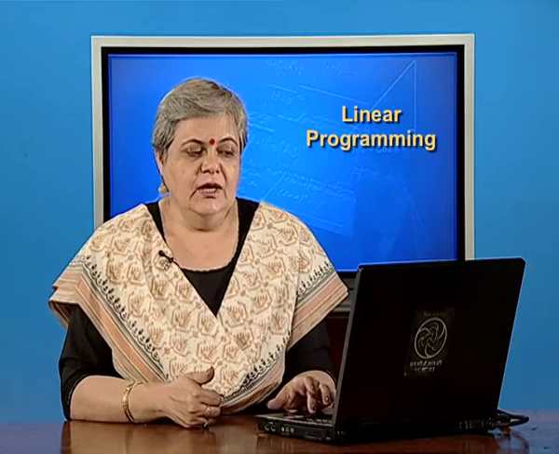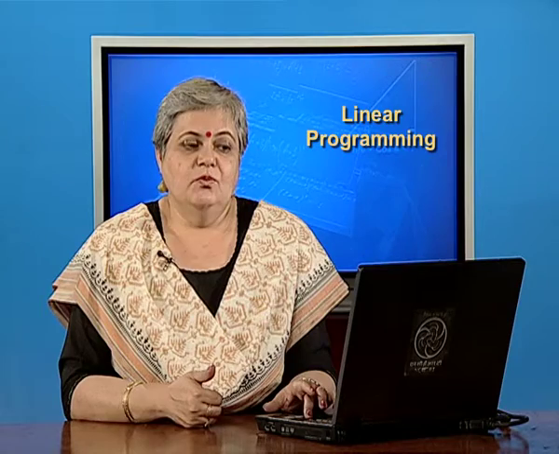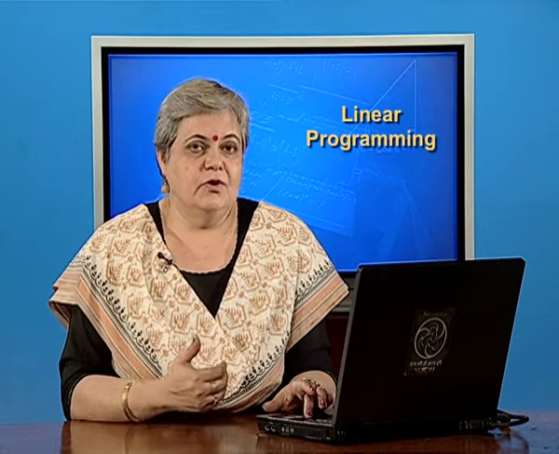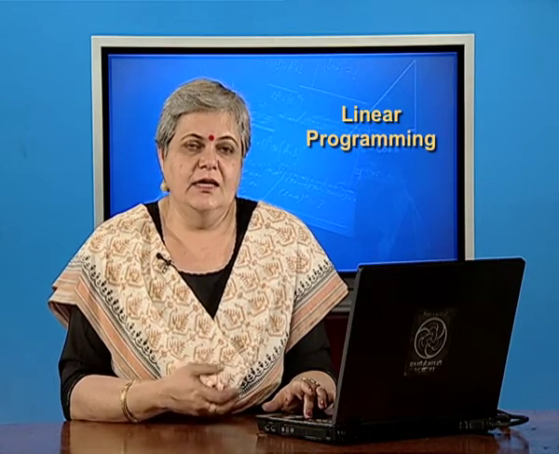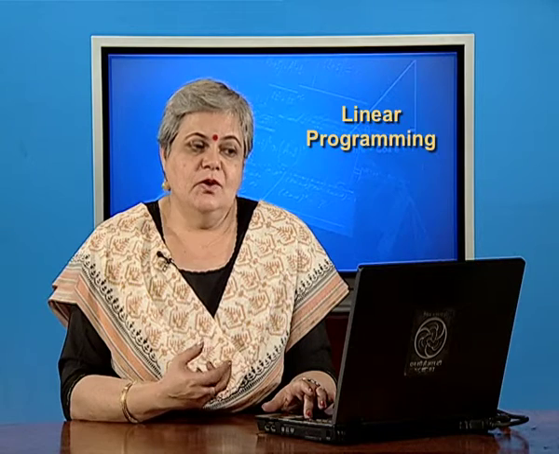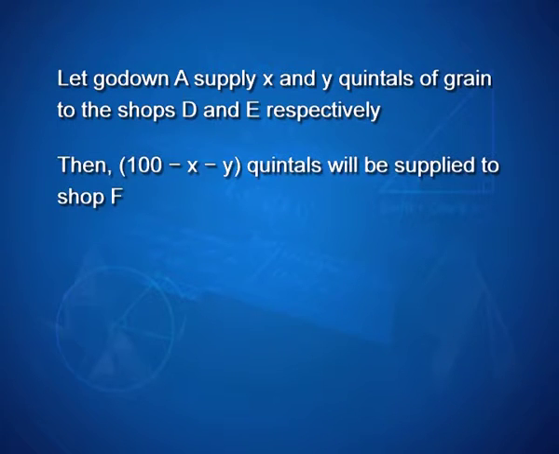So, if you start looking at a problem like this, then what we have to understand is what would be our variables, what we refer to as the decision variables. What are we going to assume as our x and y? Why do we not start by thinking that from the point A, suppose we supply x and y quintals of grain to the shops D and E respectively, and therefore, shop F would get what is left with A, that is 100 minus x minus y quintals.